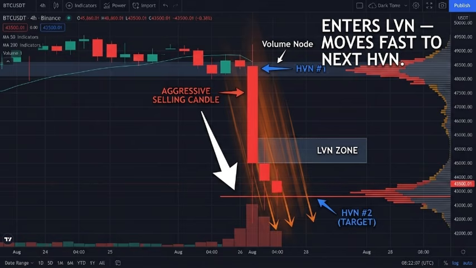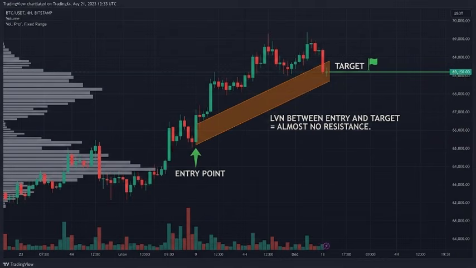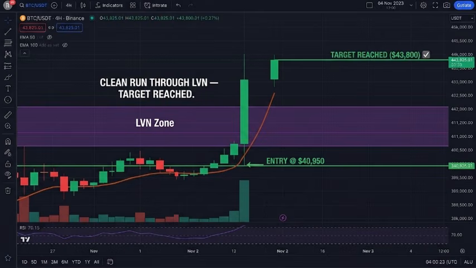This is the most powerful trading insight volume profile provides. If you can identify an LVN between current price and your target, that gap in volume means price has almost no resistance between here and there. That dramatically improves the probability that price reaches your target without significant interference.